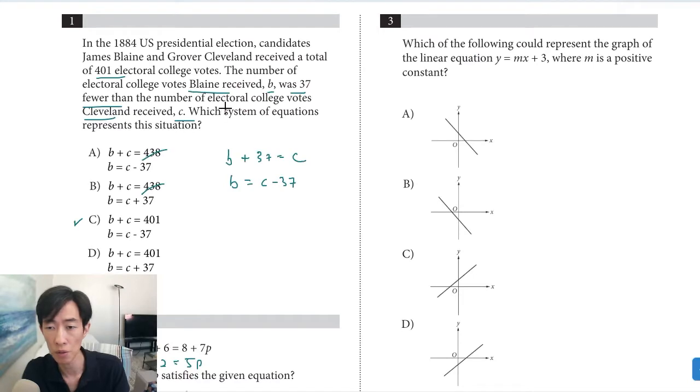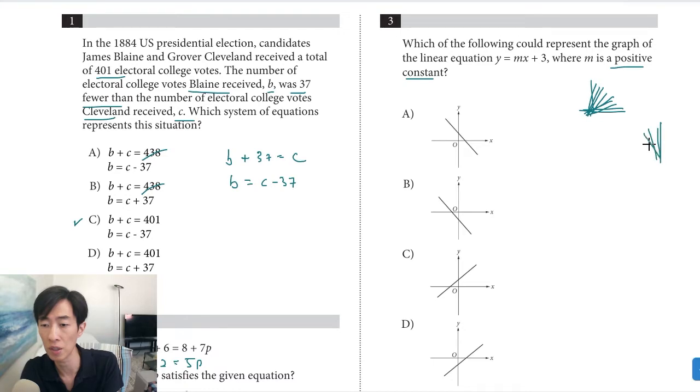Question 3, which of the following could represent the graph of the linear equation y equals mx plus 3, where m is a positive constant? So this is y equals mx plus b. M is always the slope. Positive slopes always tilt this direction, doesn't matter how shallow or steep. Negative slopes always tilt this direction.